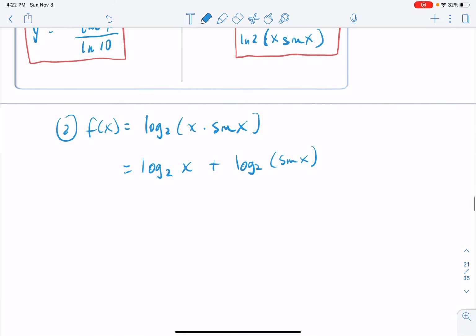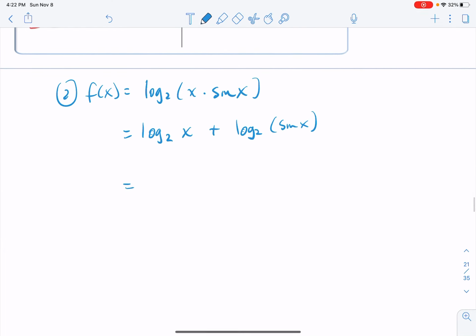And now just do your u prime over u, 1 over x on this one, and then we have to also make sure that we multiply this by the natural log of 2 on the bottom, plus, let's see, the derivative of sine is cosine x over natural log of 2, just like we had before, sine x.